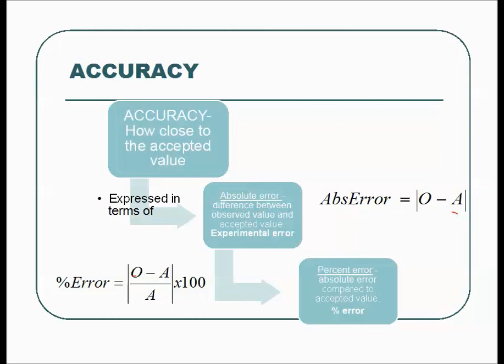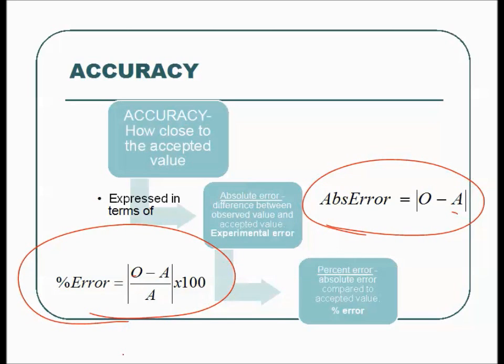Here's a look at accuracy, which by eliminating systematic errors, we can increase accuracy, how close we can get to the accepted value. We have a way of analyzing that with absolute error and then percent error. It's not a big calculation, but it's just something that we need to deal with. The observed is your value, it's your experimental value. The accepted value is just what it says. It's the accepted value of whatever measurement that you're taking.